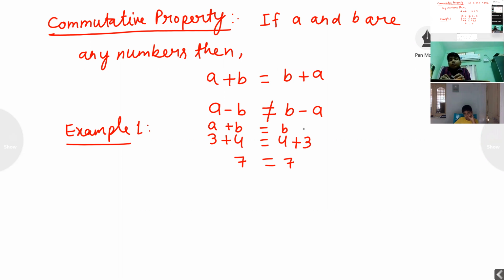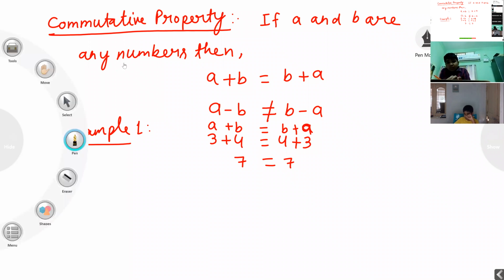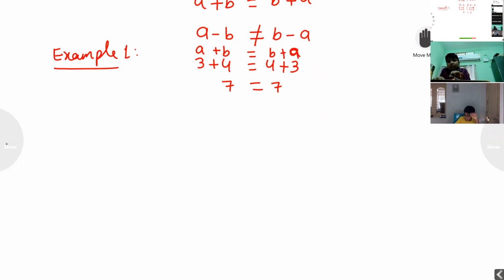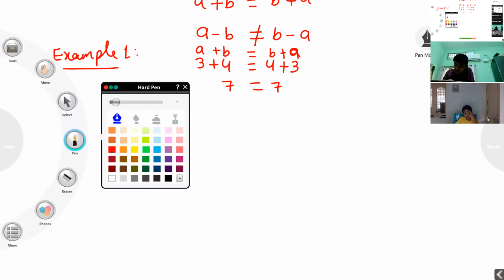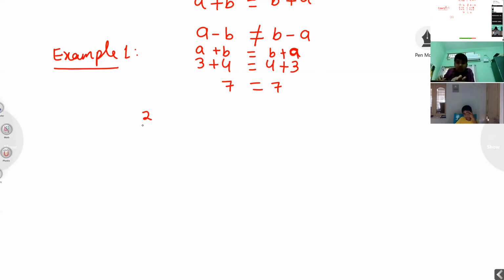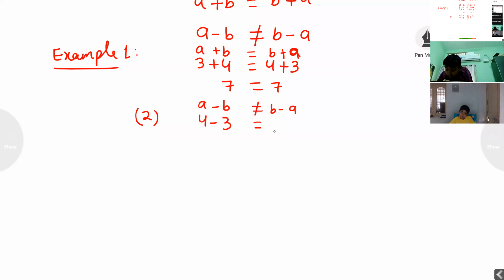Now I want to check why we are unable to apply this to subtraction, A minus B is not equal to B minus A. Suppose the second example I am writing, students, concentrate. 4 minus 3 is equal to, listen carefully. I am writing here A minus B is not equal to B minus A. 4 minus 3, I am interchanging the numbers. 4 minus 3 is not equal to 3 minus 4.